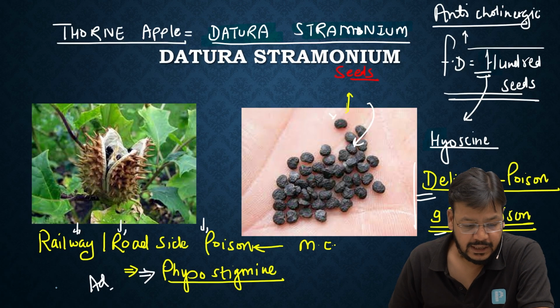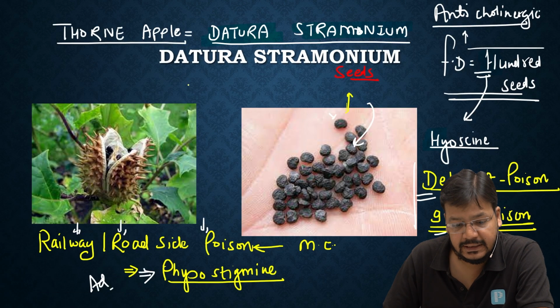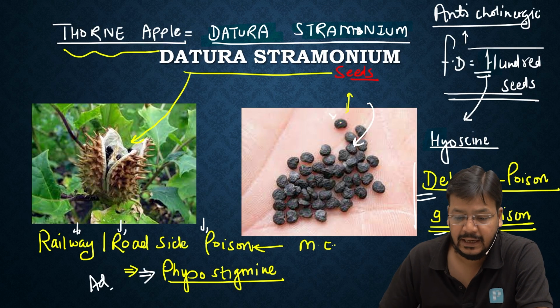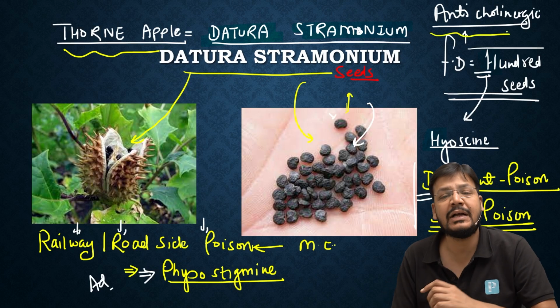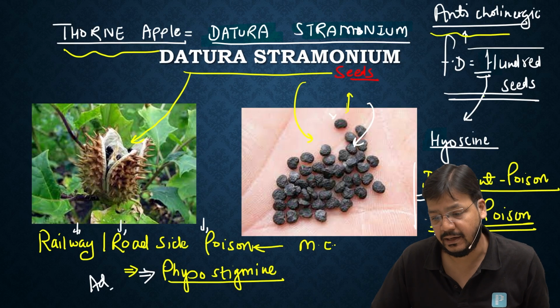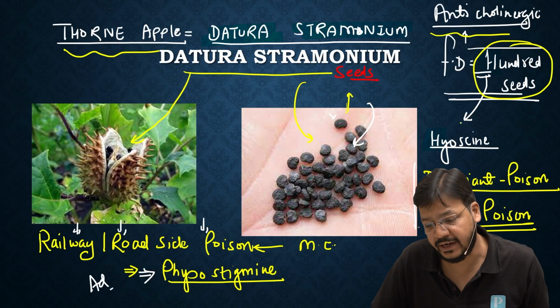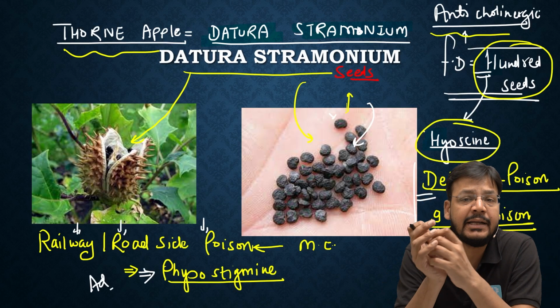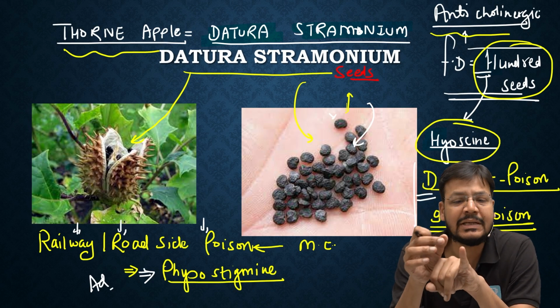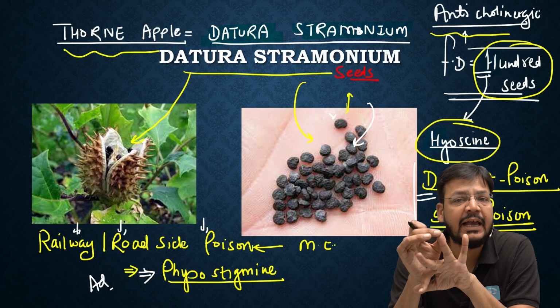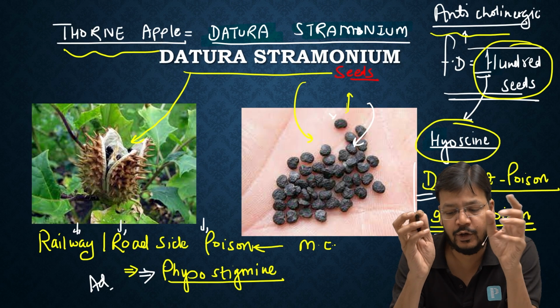Now, sir, if you see, my dear friend, this is Datura stramonium, that is thorn apple. And these are Datura seeds. As I told you, Datura seeds are anticholinergic. 100 seeds are the fatal dose. And the main anticholinergic is hyoscine. How would you remember? There is a very easy trick. H for 100 seeds, H for the main anticholinergic hyoscine.